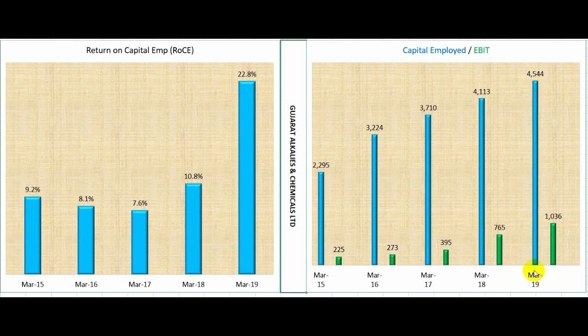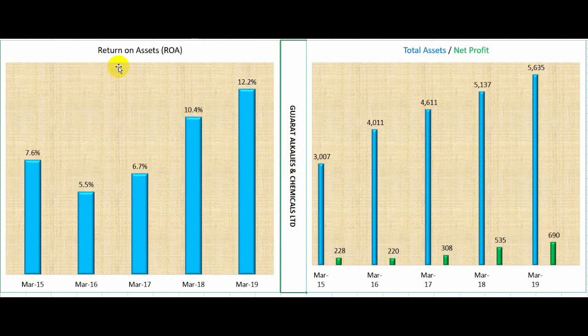In March 19, the total capital employed into the business, that is the debt plus the equity, was around 4,544 crores, on which it managed to generate 1,036 crores of EBIT, that is the earnings before interest and tax. So that works out to a 22.8% return or top line profit generated on the capital employed. This is very good. Next, let us look at the return on assets, or ROA.